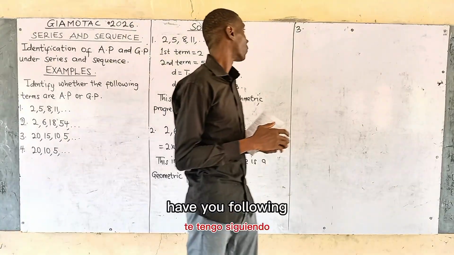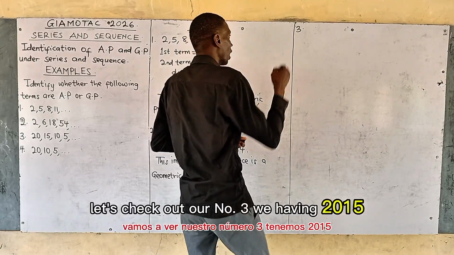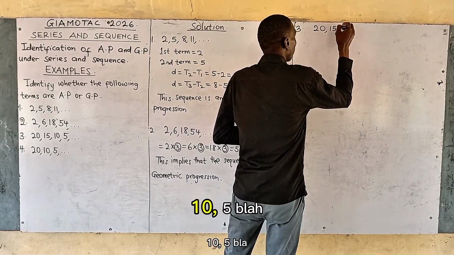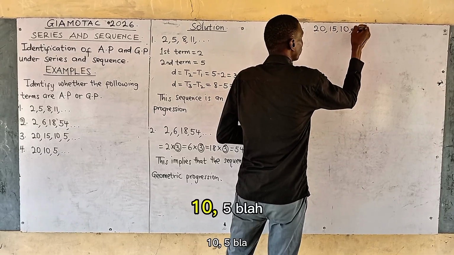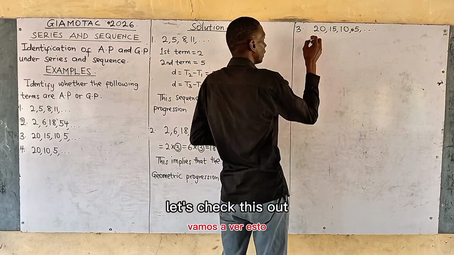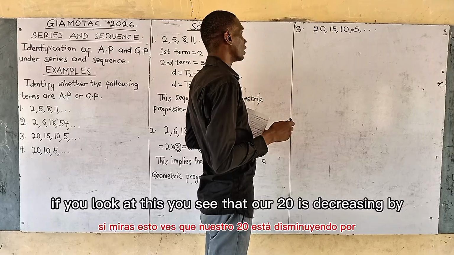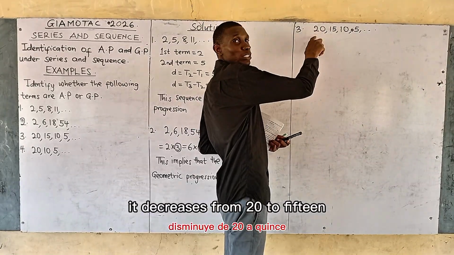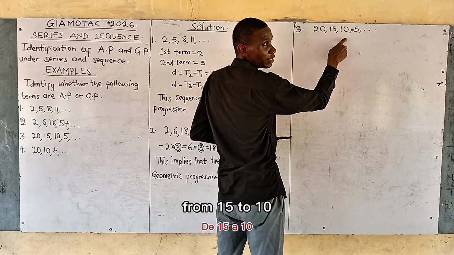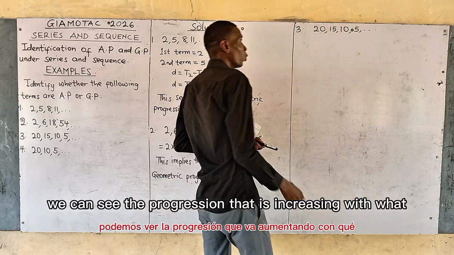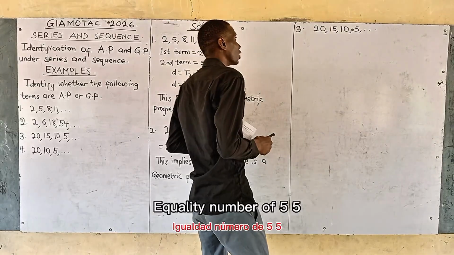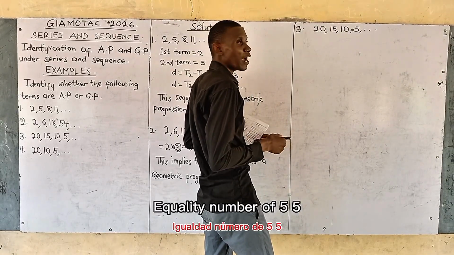Number 3. Have you followed? Let's check out our number 3. We have 20, 15, 10, 5. Let's check this out. If you look at this, you see that it decreases from 20 to 15, from 15 to 10, from 10 to 5. We can see the progression is decreasing by an equal number, 5.